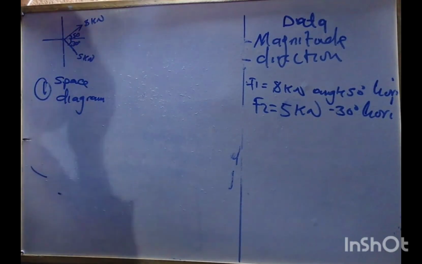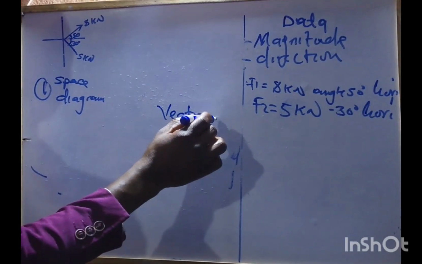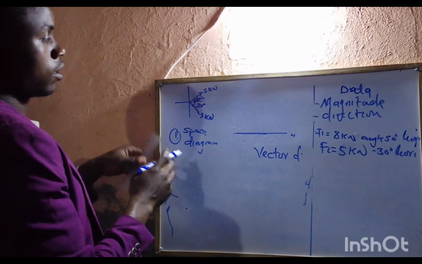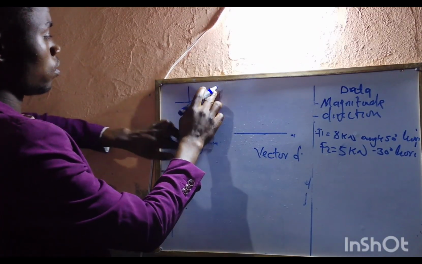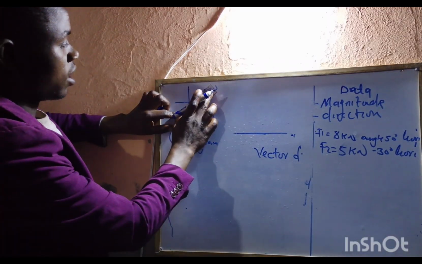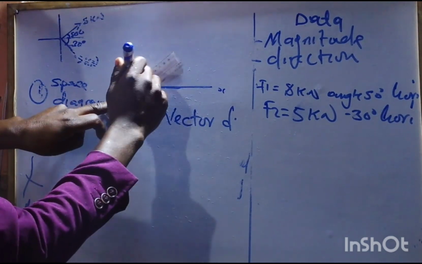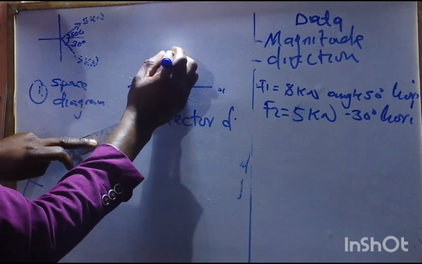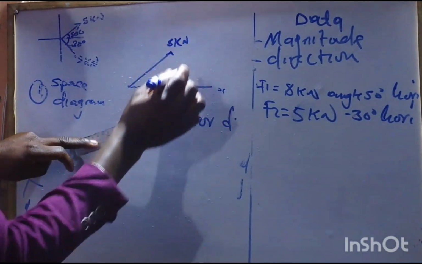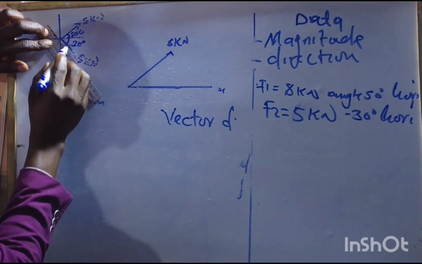From the space diagram, now you can find what we call the vector diagram. So we have to find the vector diagram from this space diagram. What you have to do is take the ruler here, I hope you can see, then take it down here to the vector diagram, then you draw your line. So this is the 8 kilonewton. Now we have to follow this also, 5 kilonewton, which is acting at 30 degrees.